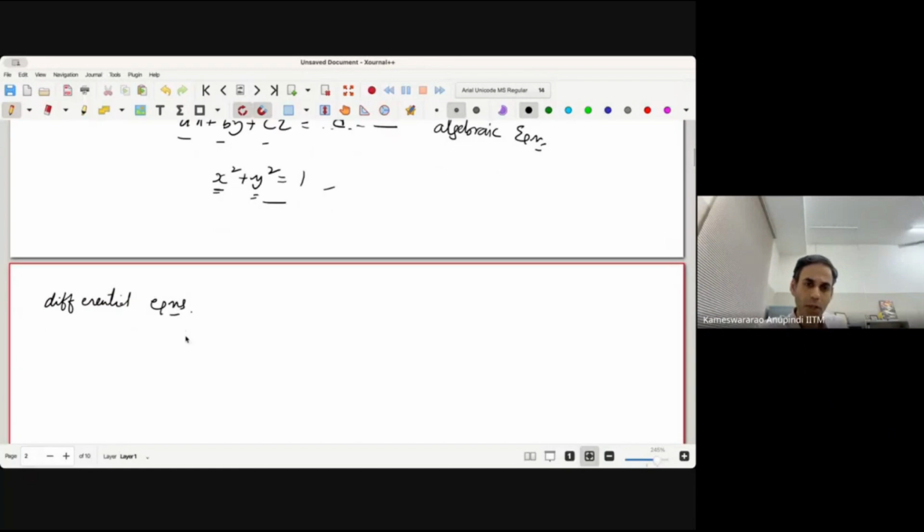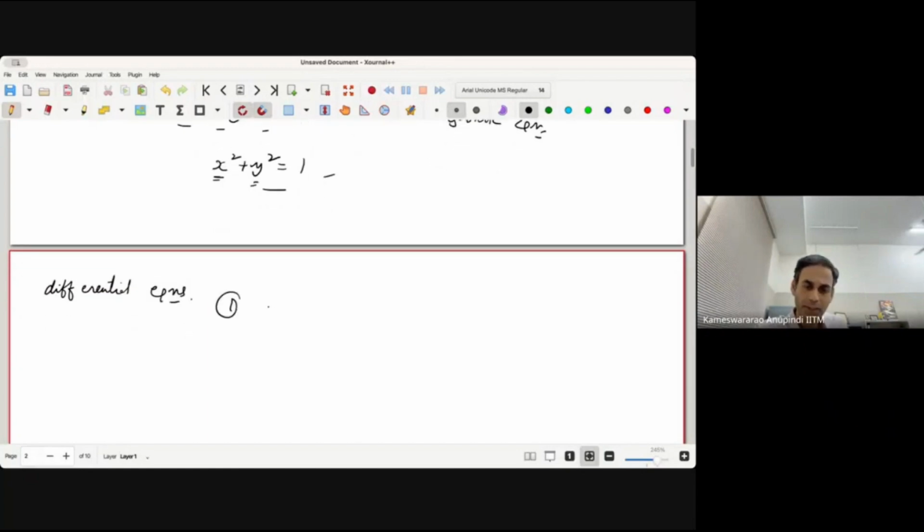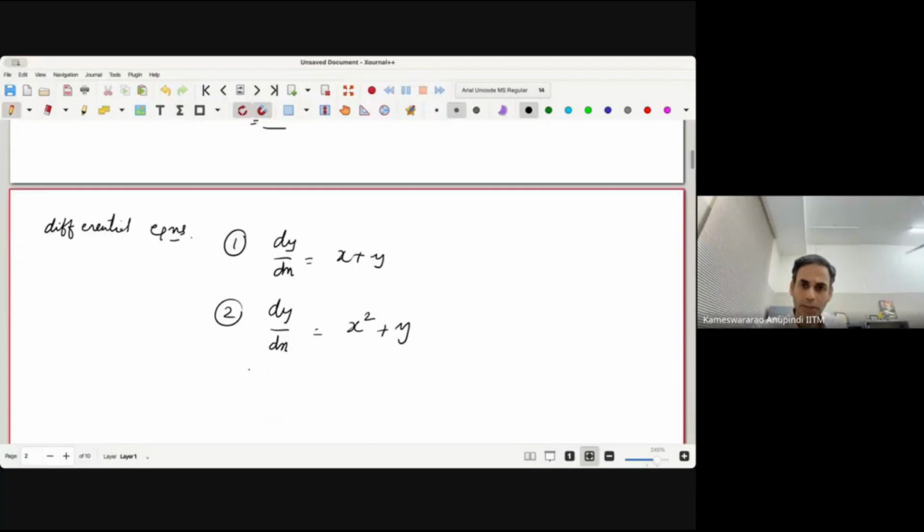Differential equation. So let me write down a few examples. The first one is, let us say, dy/dx equals x plus y. Okay, second one is, let us say, dy/dx equals x square plus y. Third one is dy/dx equals x square plus y square.